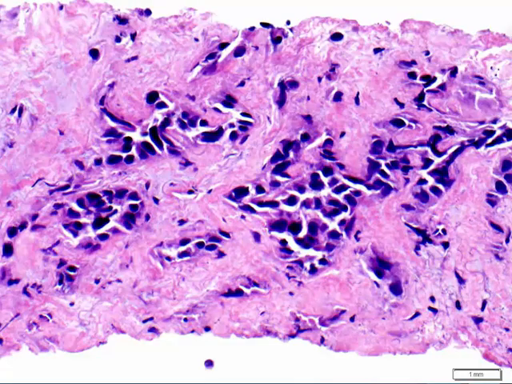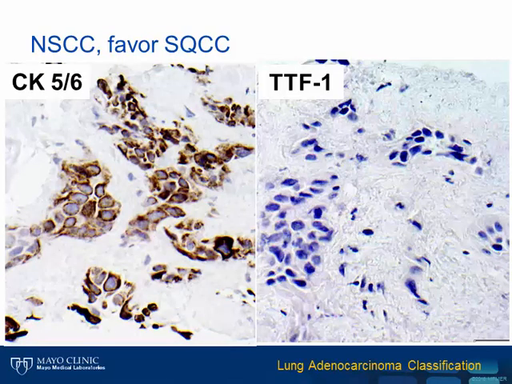Therefore, immunostains were performed, which show that the neoplastic cells are positive for CK5/6 and negative for TTF1. Therefore, this case was signed out as non-small cell carcinoma, favor squamous cell carcinoma.